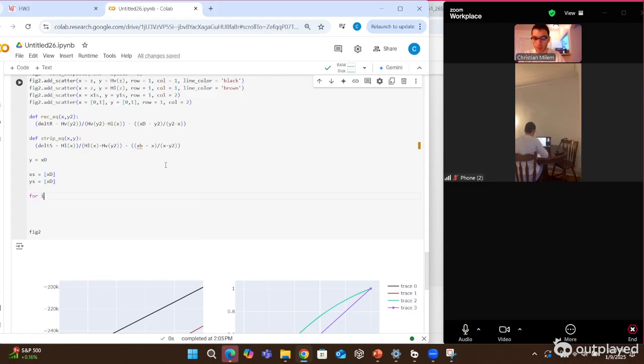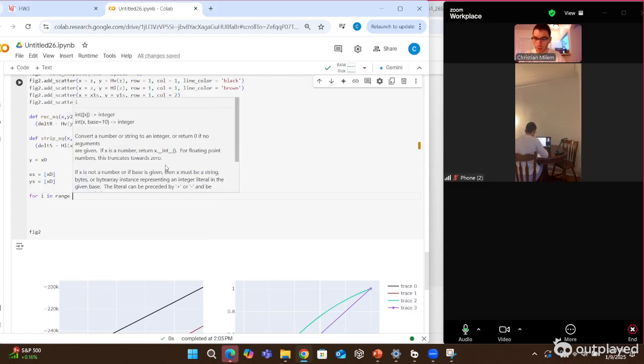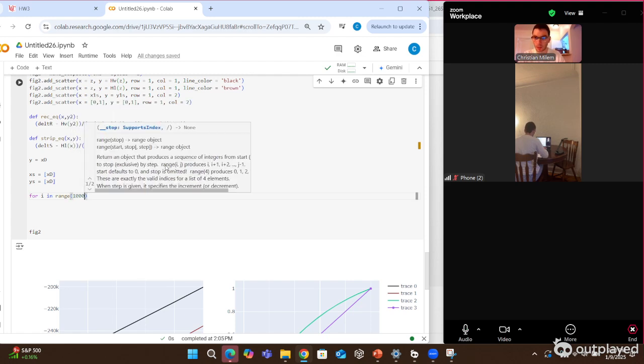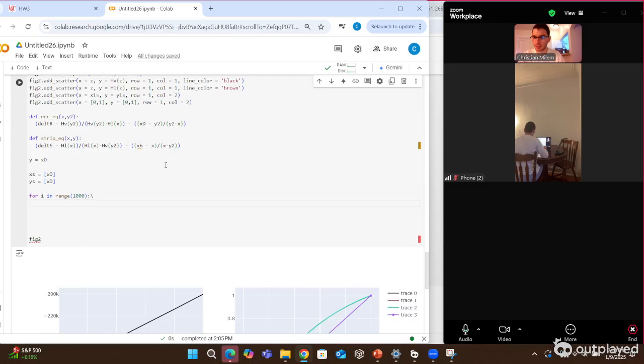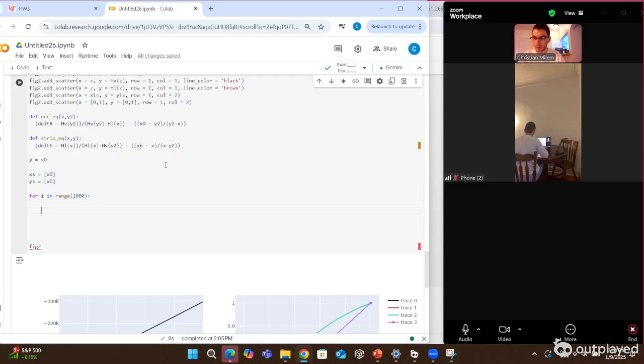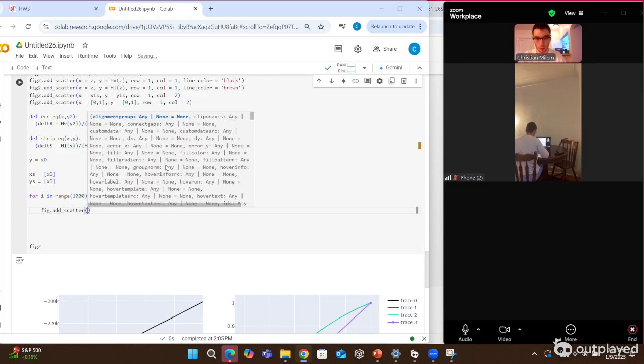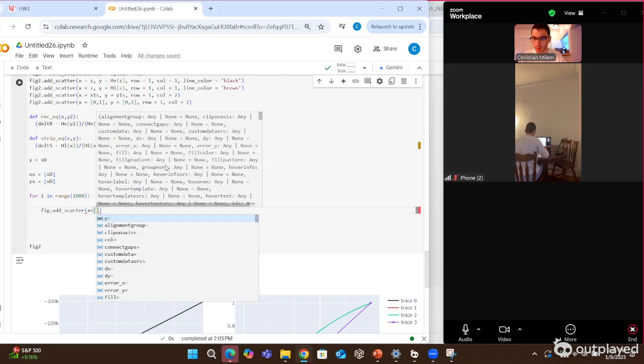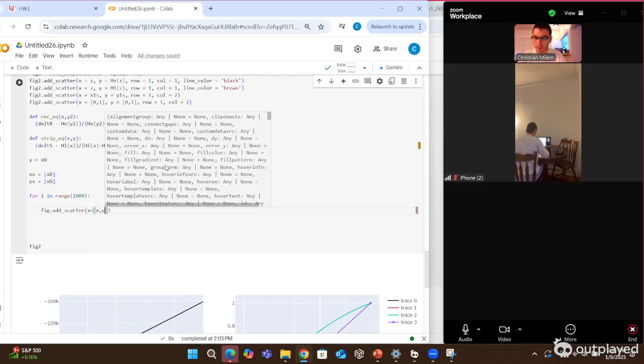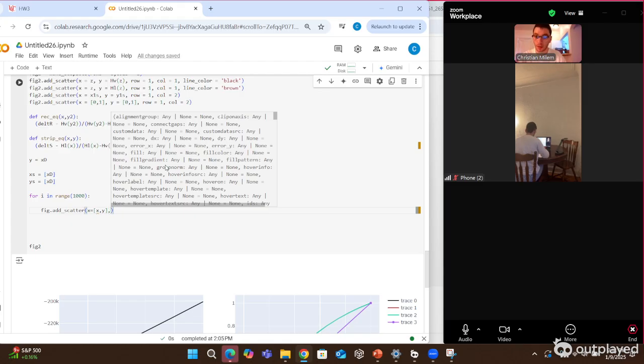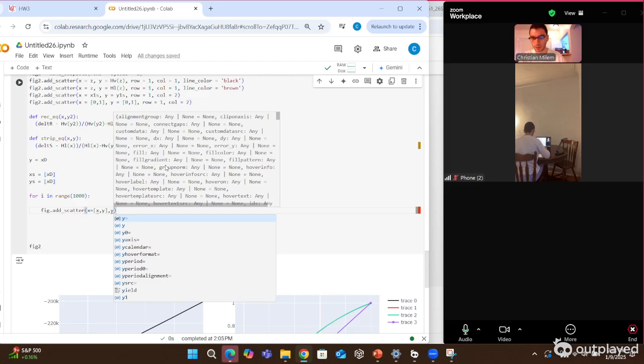So for i in range, it doesn't have to be that many times, but we'll go ahead and set it to 1,000. We'll start with tie lines. So fig.add_scatter, x equals, y, and then y will equal, and these will be our tie lines.